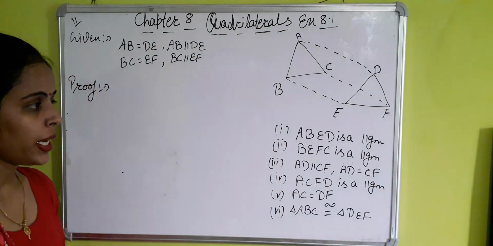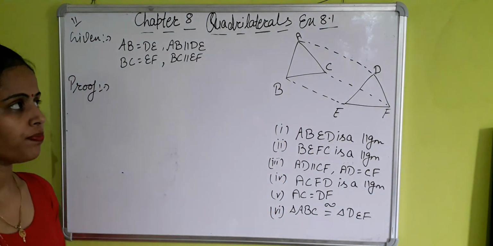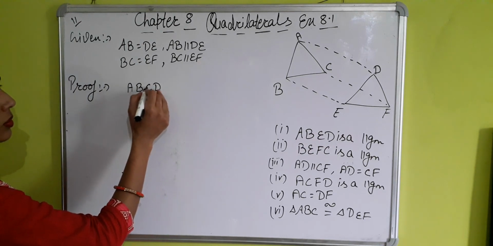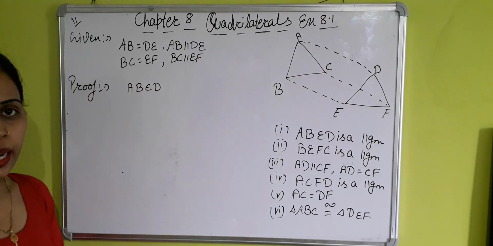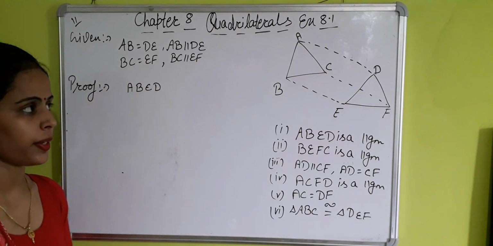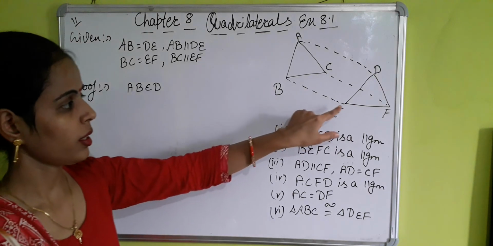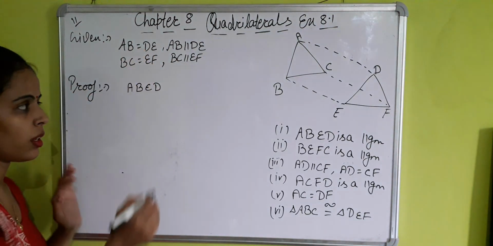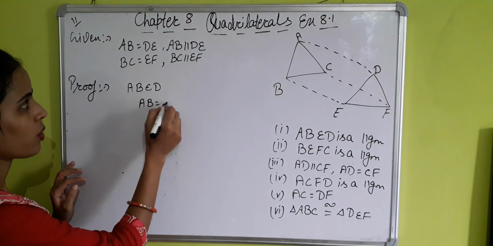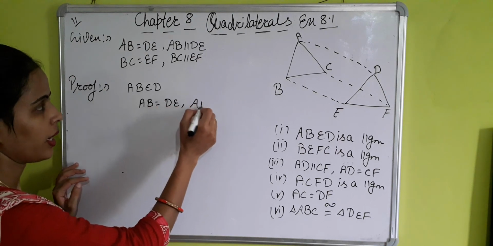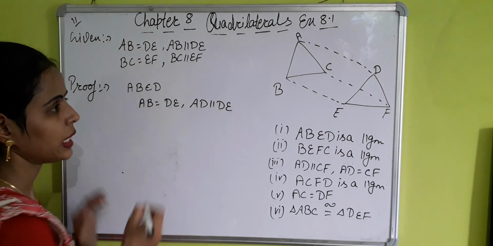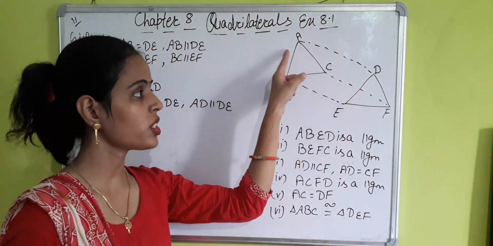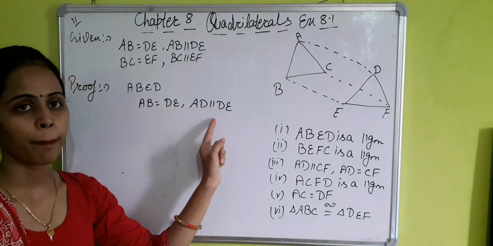First part, ABED is a parallelogram. In quadrilateral ABED, AB equals DE and AB is parallel to DE. AB and DE are opposite sides. Opposite sides are equal and parallel.